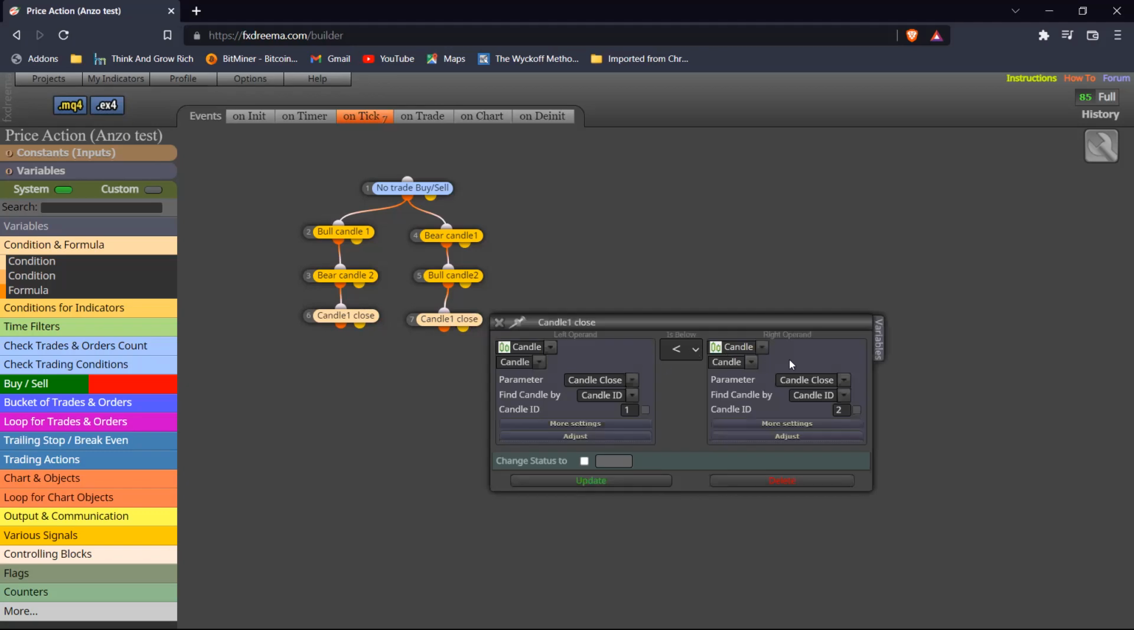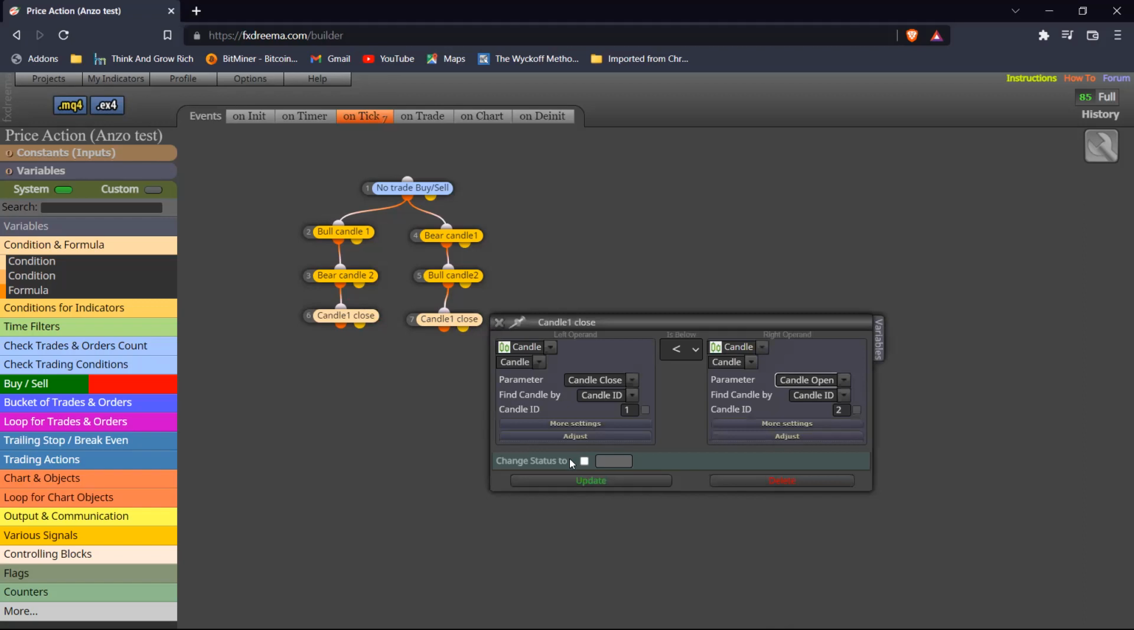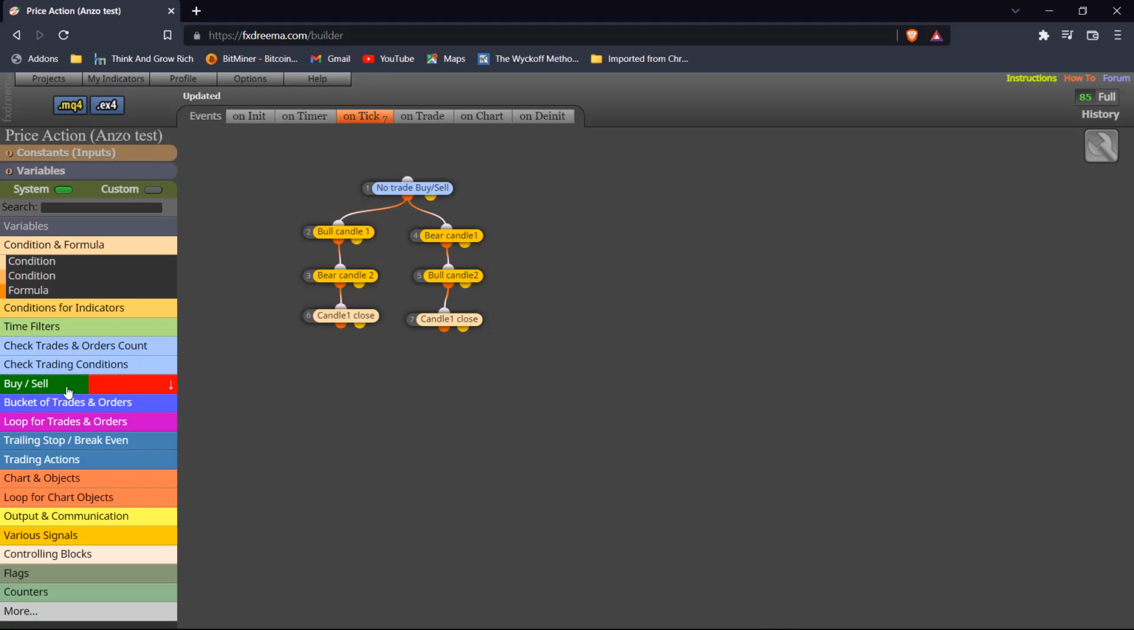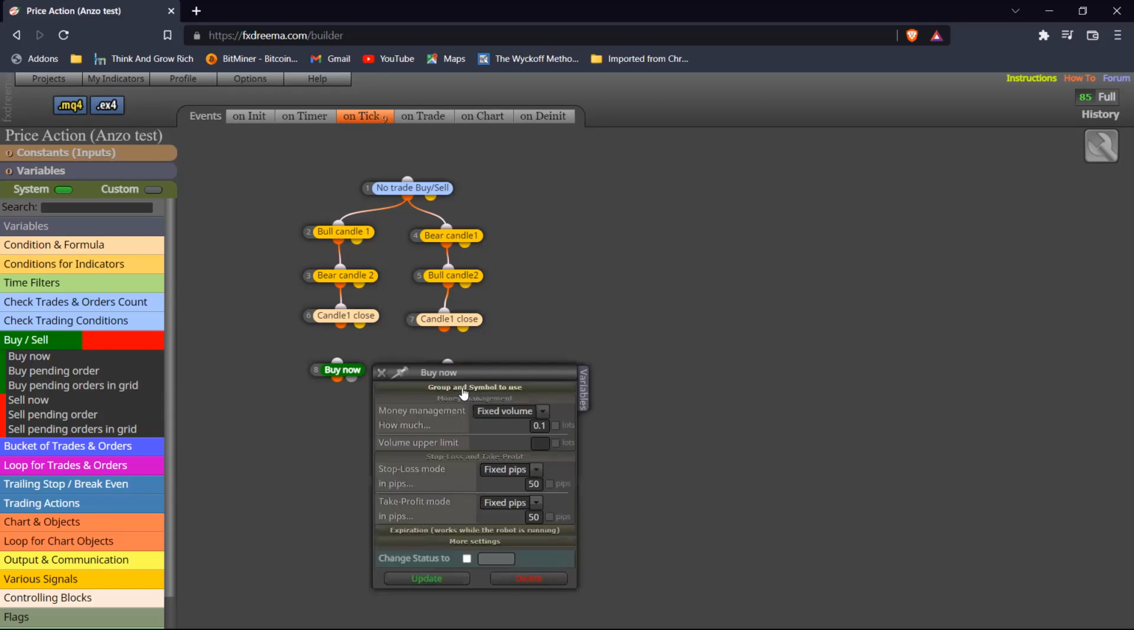So this would also be candle open of candle 2, because it's possible that it is higher than candle close, but it is lower than candle open. So candle open is the right one to select. And then in this case, now we can instantly put a buy now here, right? We can tell it to buy now once those conditions are met. And okay, you see, we'll do just that, right? Then we'll come back and modify it.